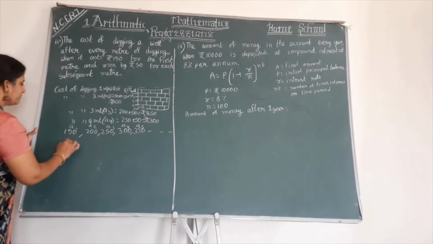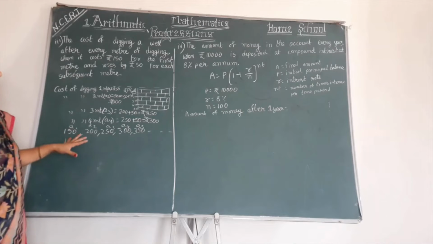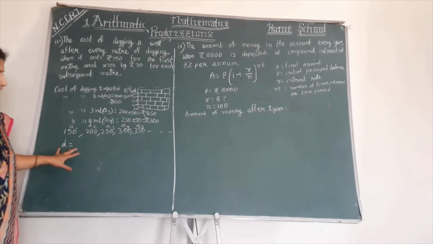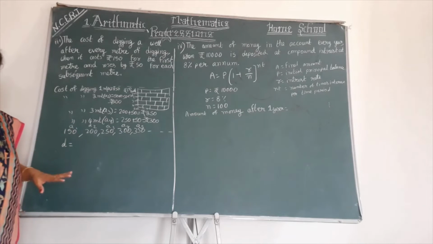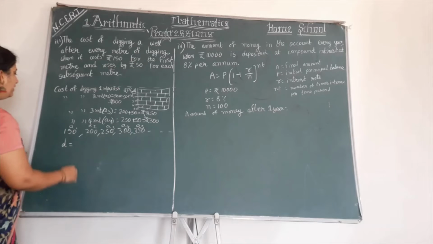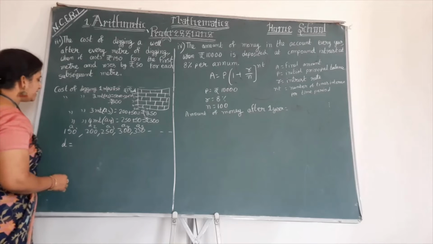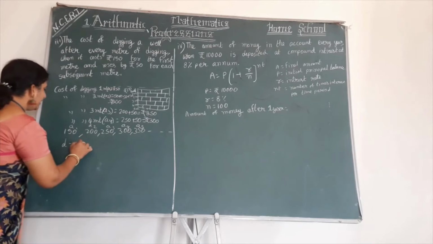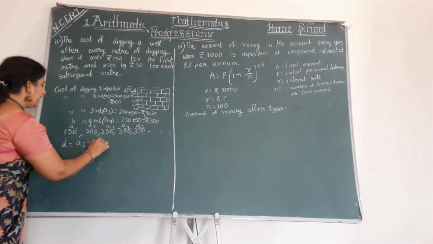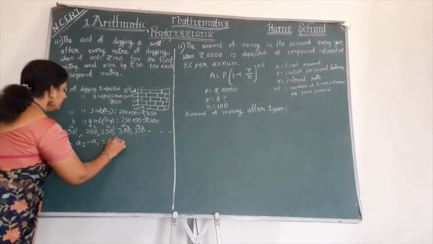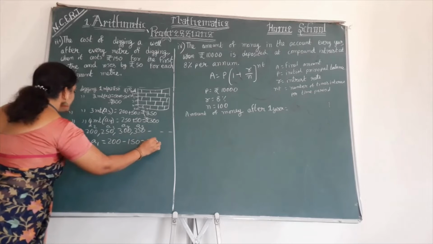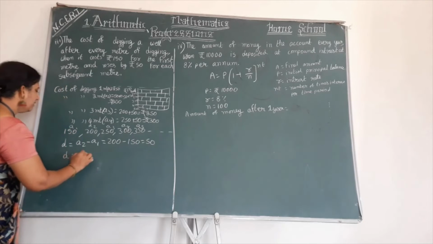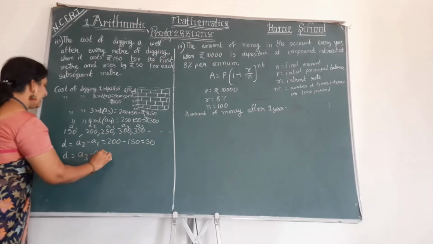Okay, so let's find out. If your constant or common difference is constant, then the sequence is in AP. If it is not constant, it is not in AP. Let's start writing here. D is equal to how much? How to find D? Subtract A2 minus A1. 200 minus 150 will be how much? 50. Then again A3 minus A2.